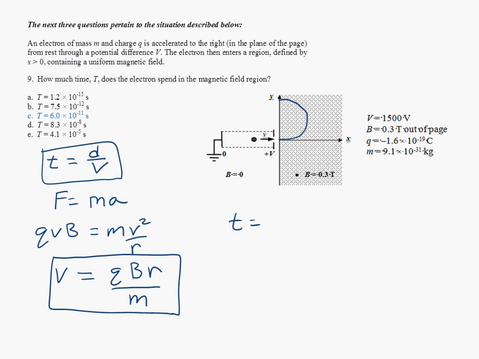I have the time is going to be equal to the distance. Well, the distance, if I call this radius here r, the distance it has to travel is just going to be pi times r. It's half a circle. And then if I divide that by the velocity, qBr over m, well, the r's cancel out, and I get m in the numerator, pi in the numerator, and I have q and B in the denominator. And when I plug all these numbers in, which fortunately they gave me, I actually do get the 6 times 10 to the minus 11.